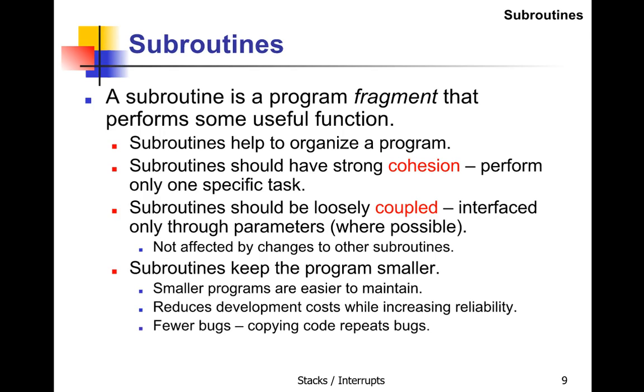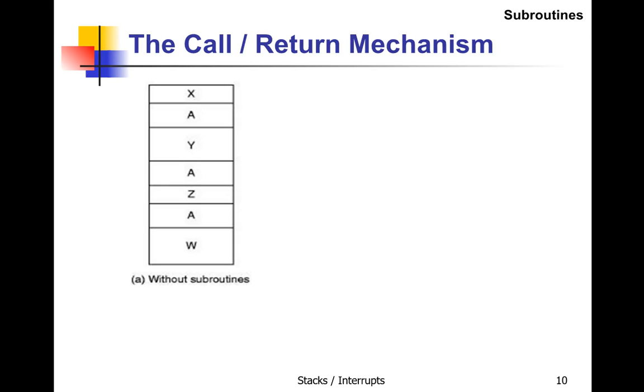There's fewer bugs. Copying code repeats bugs. If you miss one place where you copied code, you're in trouble. Subroutines are often collected into libraries of subroutines. So let's look at how the call mechanism and return mechanism works.